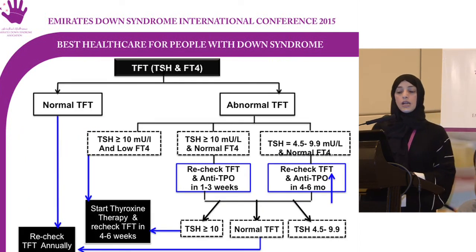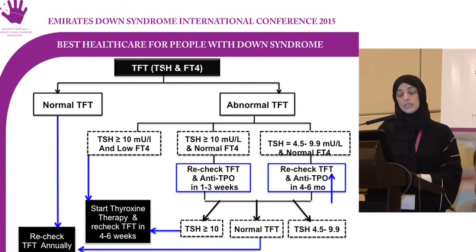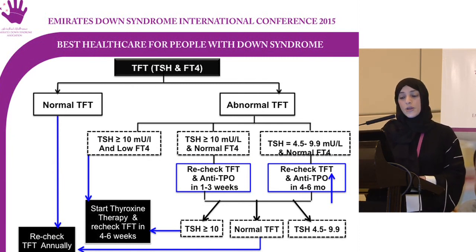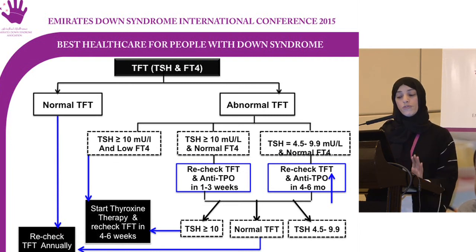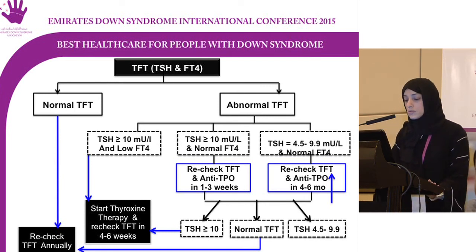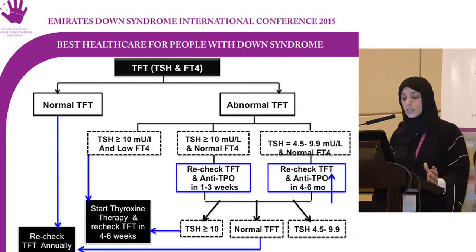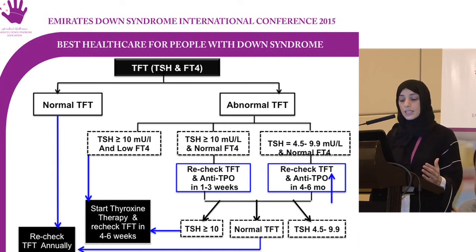So we'll take you through the algorithm in here. Thyroid function test, TSH and the free T4 mainly. Normal thyroid function test: send the patient for recheck thyroid function annually, and don't forget the 6-month recheck again. Abnormal thyroid function test, TSH of more than 10 with low T4. This is no question. This is not a subclinical hypothyroidism. This is a hypothyroidism. Start the patient on treatment and recheck thyroid function test in 4 to 6 weeks to assess the adequacy of the thyroid hormone replacement.